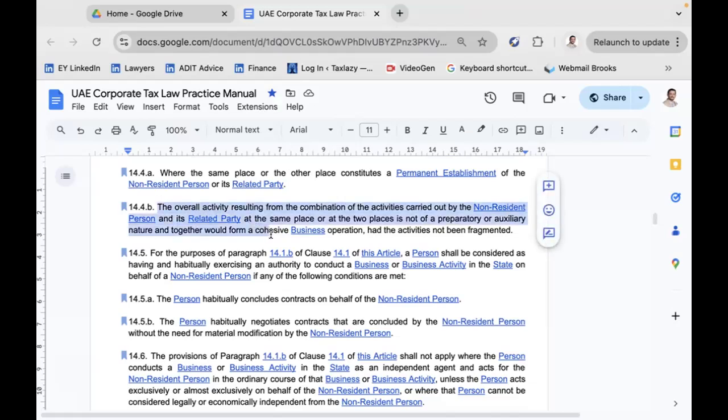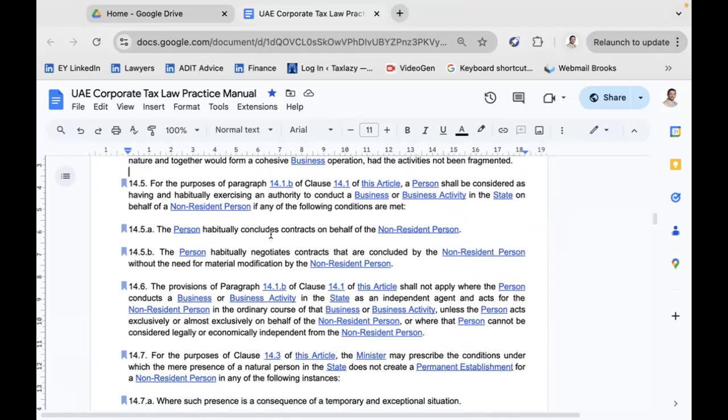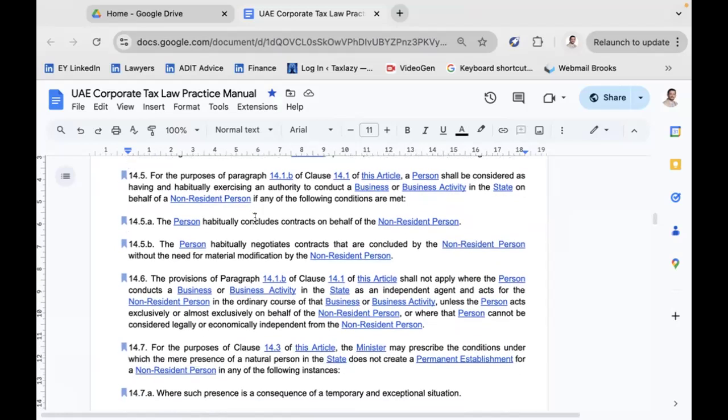Meaning you have two such places in UAE which, in isolation, looked at separately, do not form a permanent establishment. But if you look at them all together, then they meet the criteria of becoming a permanent establishment. Then in that case, both places together will be seen as a permanent establishment. Clear, guys? So this was basically the article. So what else is there?